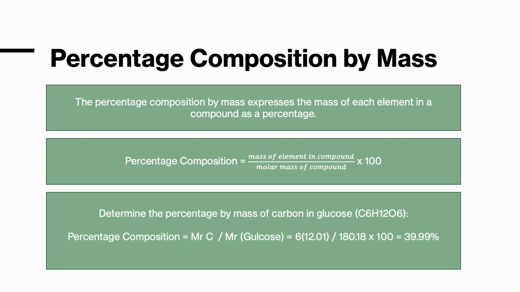So for example, determining the percentage by mass of carbon in glucose. There are 6 carbon atoms in the glucose molecule, each with a molar mass of 12.01, and the whole molecule together is 180.18 grams. Therefore, the percentage composition by mass of carbon in glucose is 39.99%.